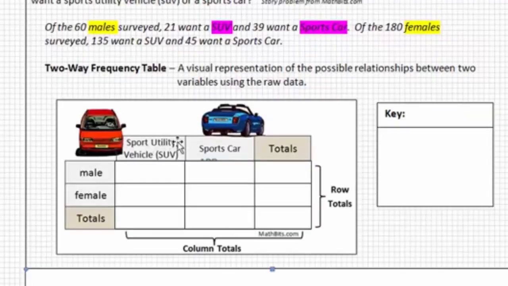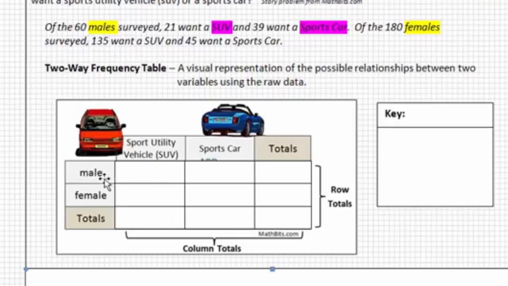It doesn't really matter where each variable goes. So here we have the gender and the type of car, and we're making the different categories for each variable. For gender we had male and female, and for type of car we had SUV or sports car. So we set up those rows and columns, and then we also make an extra column and an extra row for the totals. Now let's go ahead and fill this in.